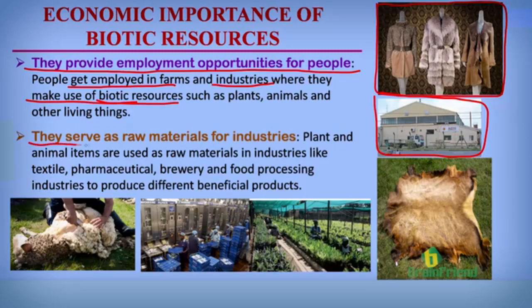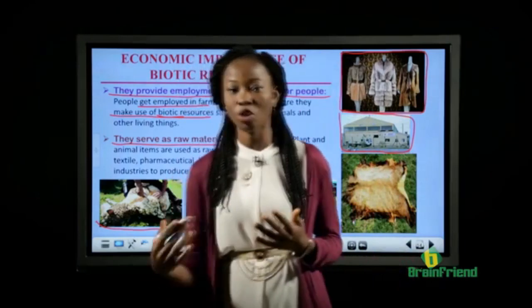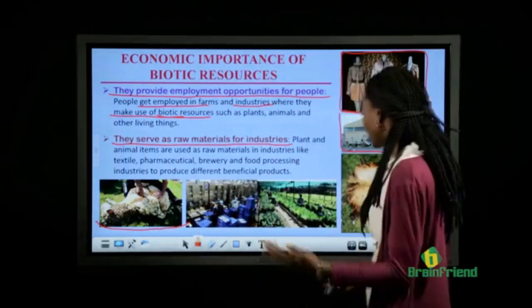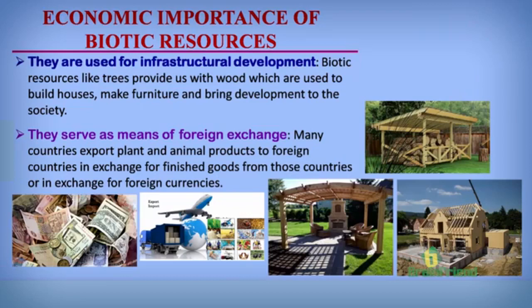They also serve as a source of raw materials. Wool is gotten from wool-producing animals such as wool-producing sheep or wool-producing goats and so on. All of these are raw materials that are used in textile industry. So there are other kinds of raw materials that are derived from biotic resources. We cannot overemphasize it. We have foods that are processed in industries. These raw materials are all gotten from biotic resources. We have the brewery industry that makes use of raw materials from biotic resources and so on.